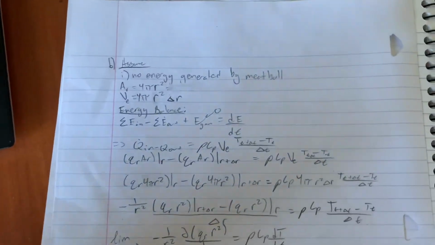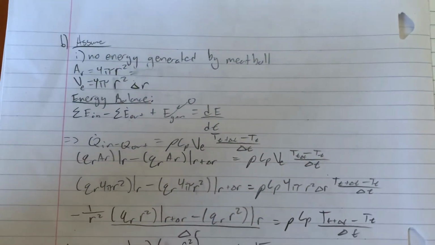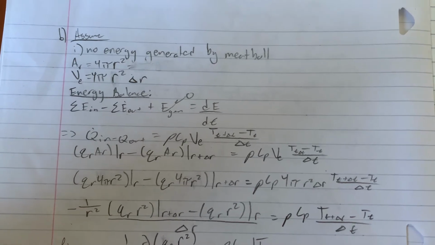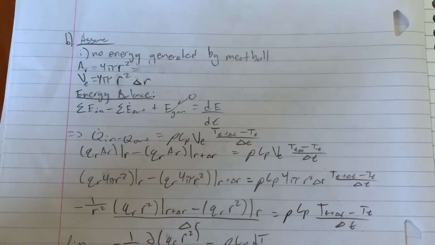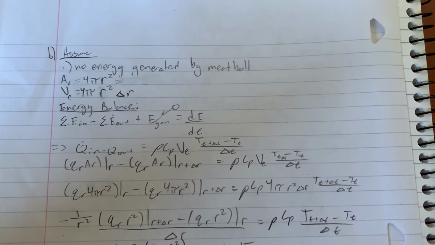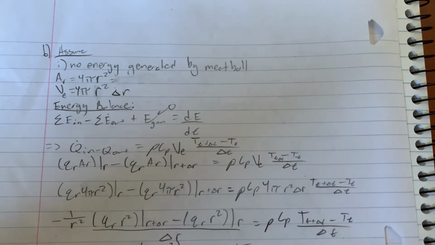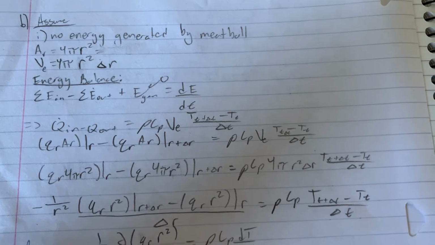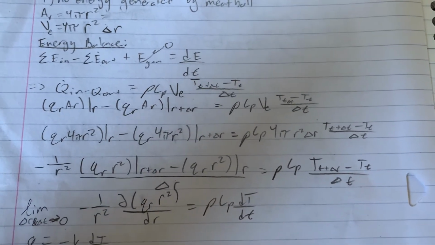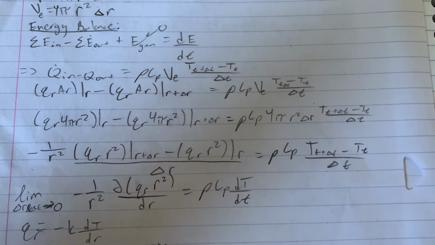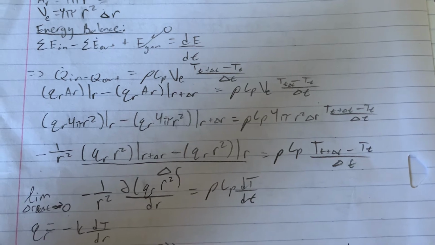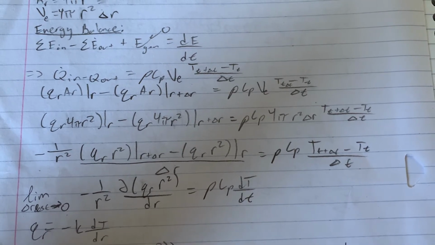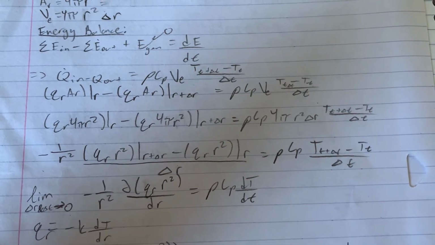And then for part B of this question, I wanted to derive the spherical coordinate system for the meatball. And you're assuming the meatball is not generating any energy. I have the area and volume equations for a sphere there, and then start with the basic energy balance: sum of energy in minus sum of energy out is equal to the change in energy over time.